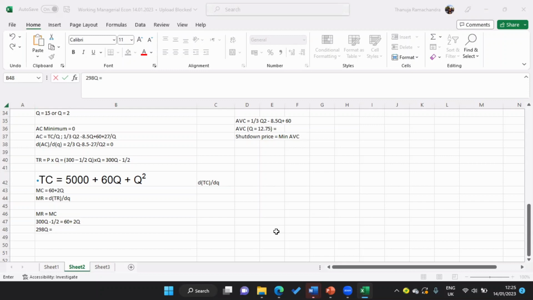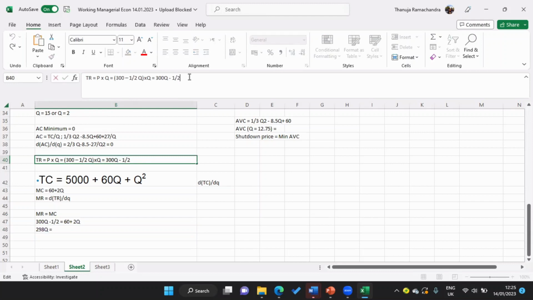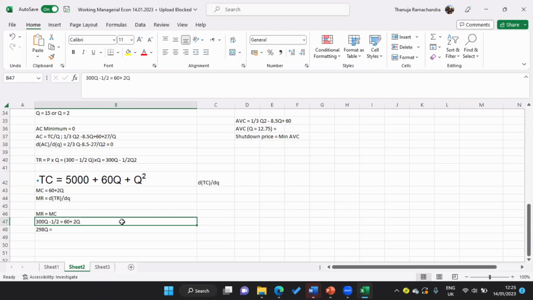But for MR you have to put it. TR is P into Q, no? Yes. But here we have to put MR, no? What you have here is Q squared, wait a minute. This is half Q squared, isn't it? Yes, exactly, ma'am. Then now it is correct. So MR comes to 300 minus Q, ma'am.